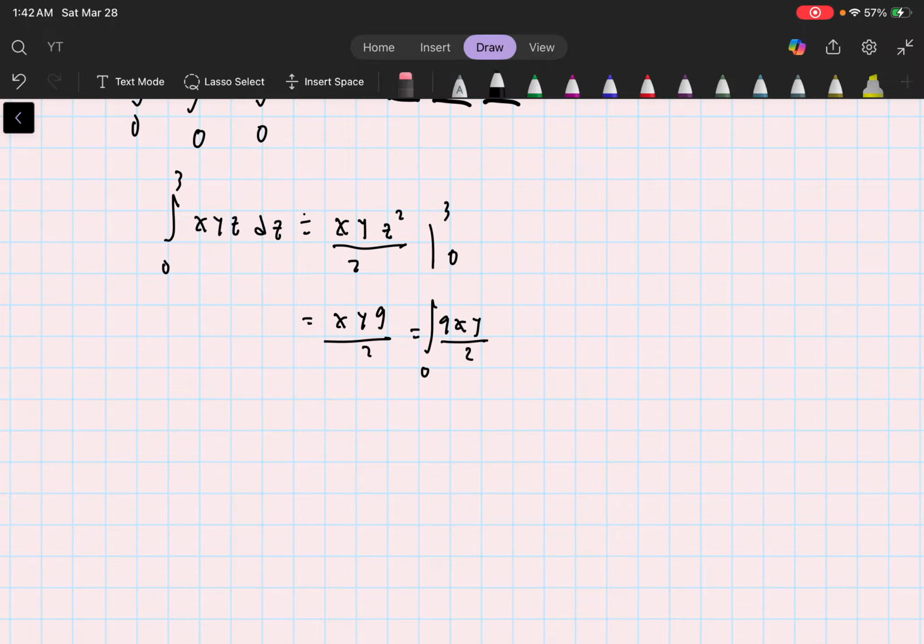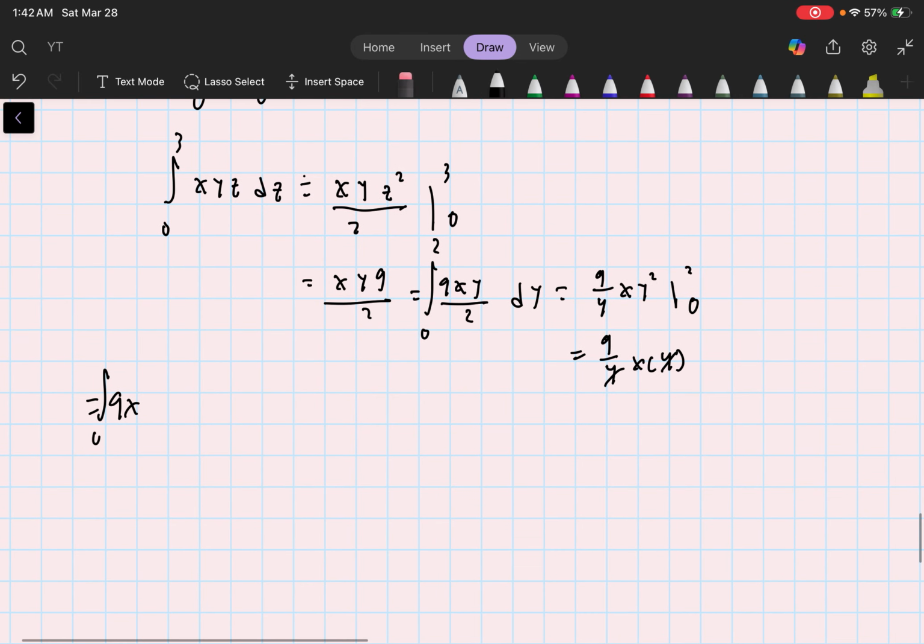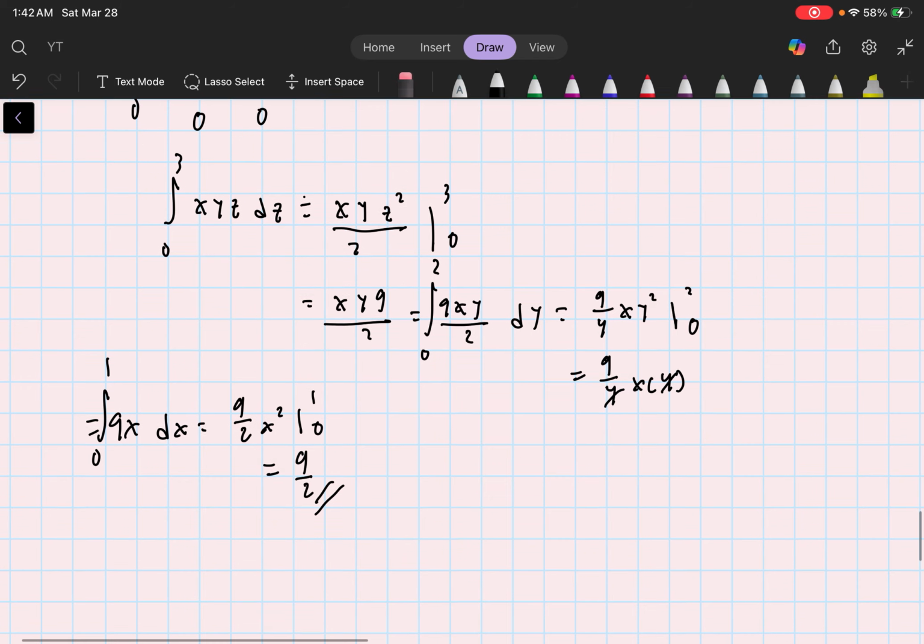And we can do the same thing for this. Just add the integral from 0 to 2 for dy, and you get 9 over 4 x y squared from 2 to 0, which is equal to 9 over 4 x, 2 squared is 4. Boom, so you just get 9x. We'll put it over here. And then the final bound is from 0 to 1 for dx. From here, it's a simple integration, 9 over 2 x squared from 1 to 0. And you get 9 over 2 as your answer.